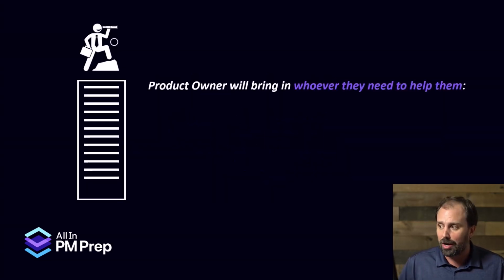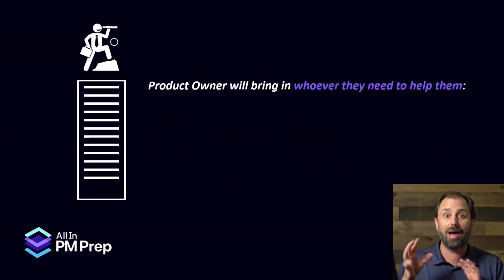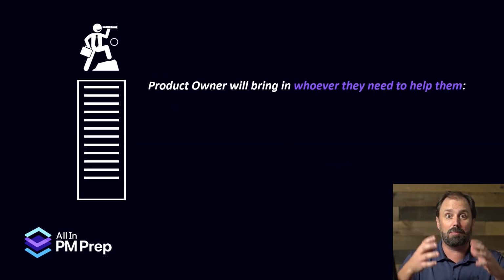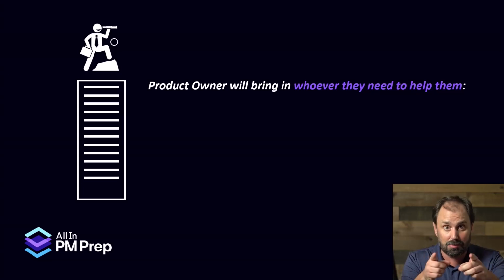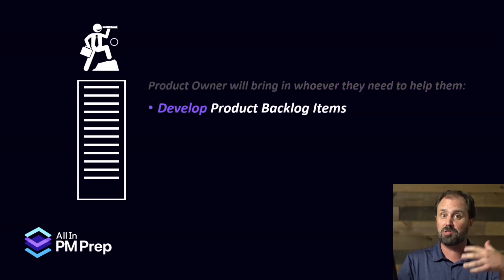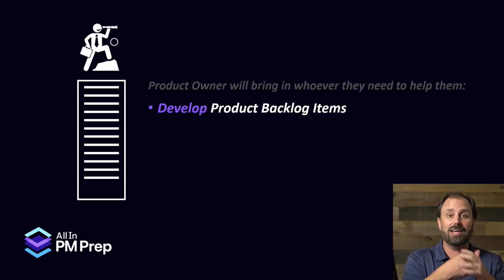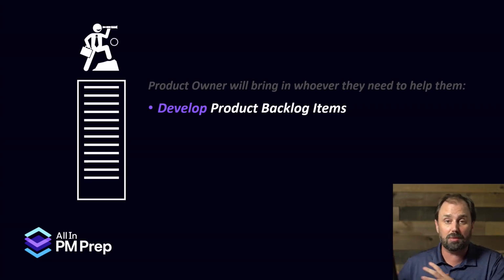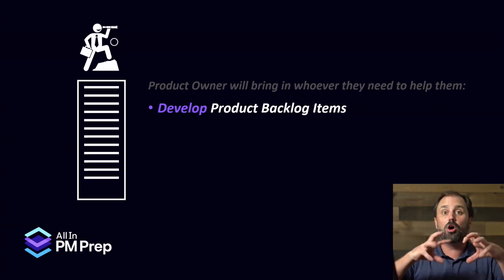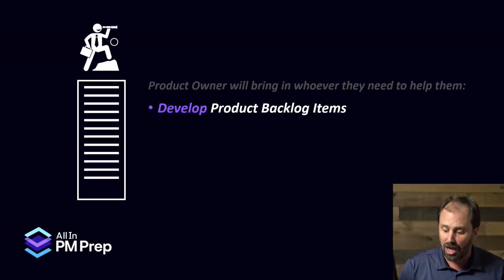Okay, so the product owner will bring in whoever and whenever they need people to help them with product backlog management. Now, at the end of the day, it's their responsibility, it's their accountability, but they know sometimes they're a genius and sometimes they need help. And they're going to bring in whoever they need to help them develop the product backlog items. You're just bouncing ideas off people, getting their opinions, talking to subject matter experts, talking to the stakeholders, talking to the customers, talking to the team, whoever it is, building those ideas up right there.